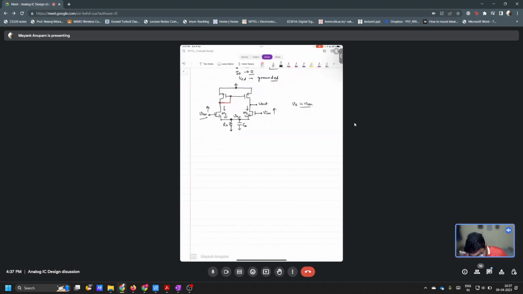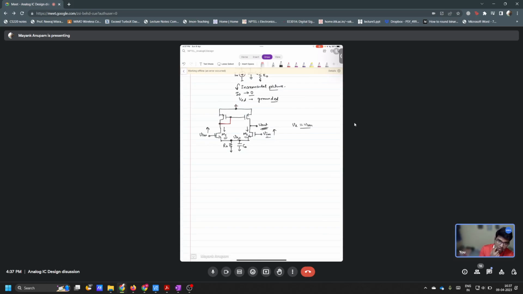You use VCM here and put this to ground. The other time, put VCM here, put this to ground, and find out individually what is the response, what is V out due to each of them. Then you find V out due to both of them, basically the combined effect, by simply adding the two outputs, right? That you can do.